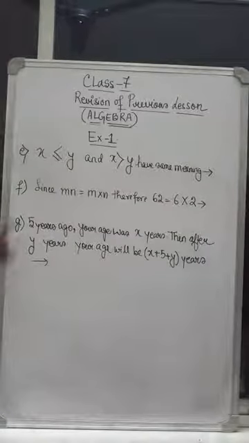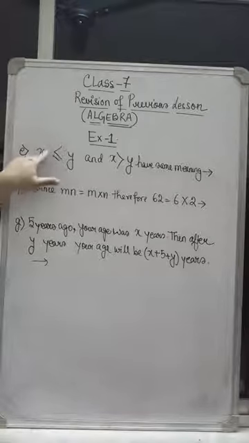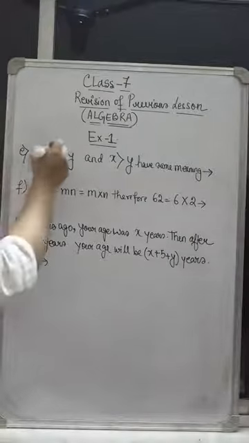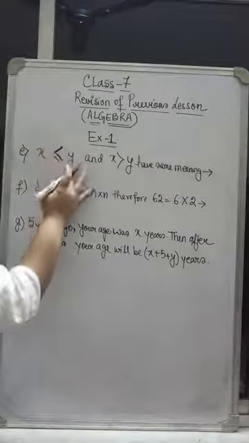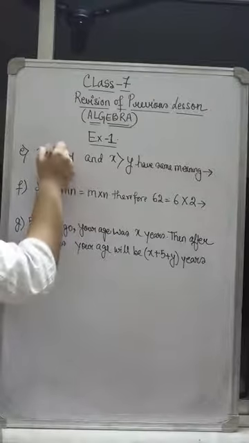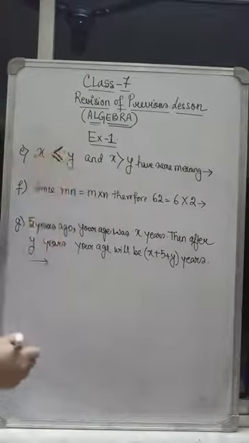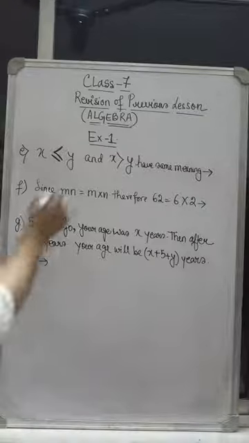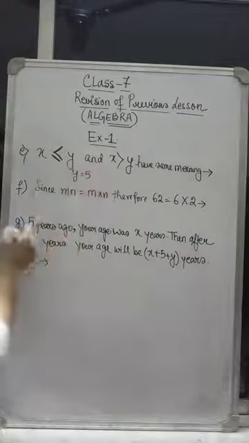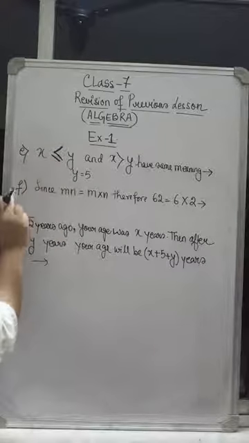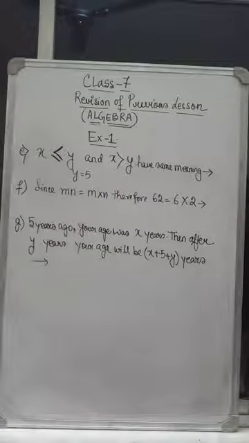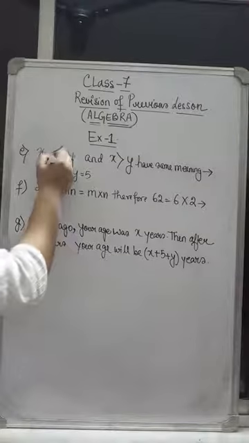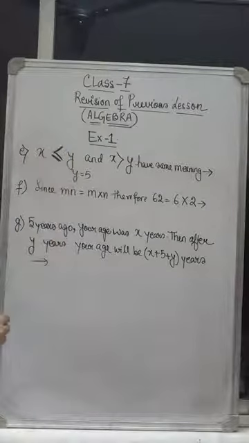Number E. What is given? X is less than or equal to y, since this sign means less than or equal to. That means the x value is either less than the value of y or it can be equal to the value of y. Suppose I say y equals 5. So x has to be less than the y value. That means x can be anything, but it has to be less than the y value, which is 5. So x can be 1, 2, 3, 4, anything. And this sign means x can also be equal to y.